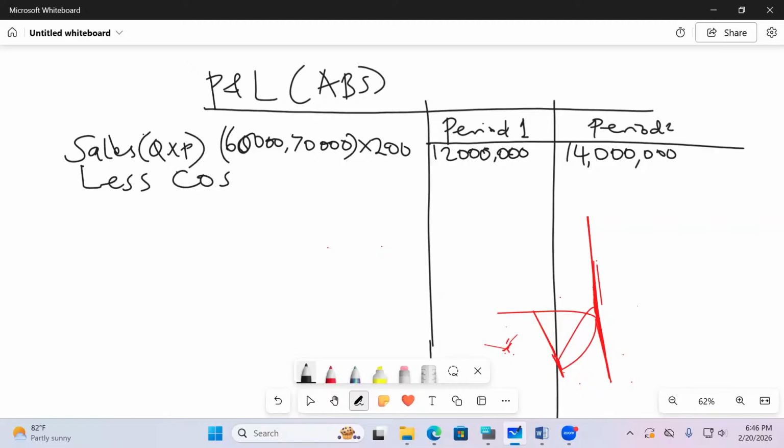So come here and we less what here, somebody? We less cost of sales, and this time round we are taking the absorption. So cost of sales, we begin with what here? Opening stock. So cost of sales, we begin with opening stock.